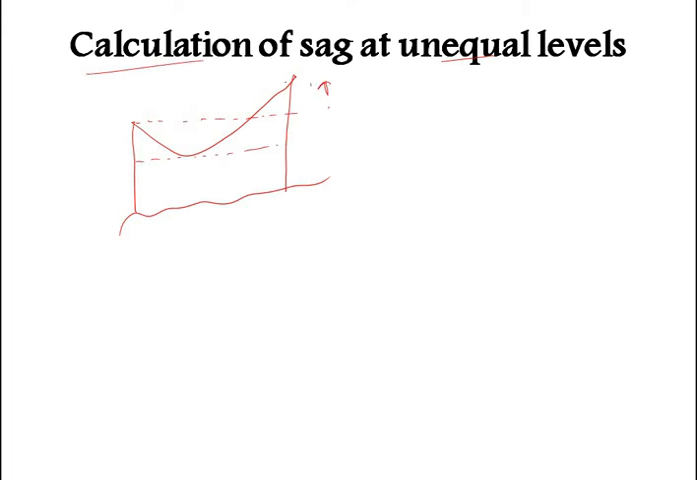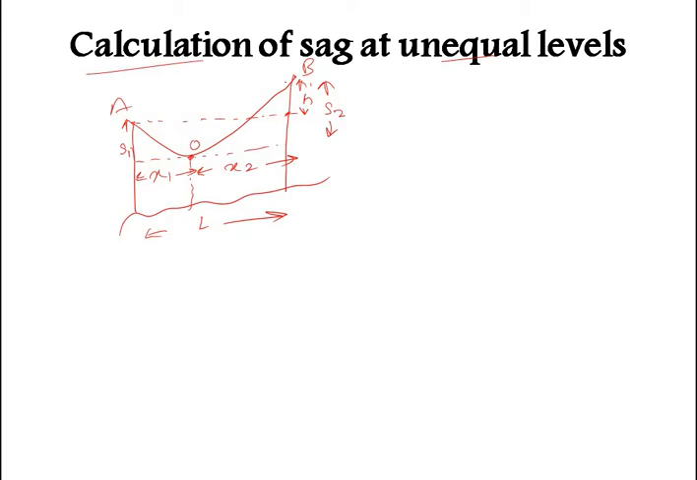So this will be S1 and this will be S2. This is tower A, tower B. This is the bottom level of the conductor. So x1 and x2. Suppose this is point O. The total distance between the towers is L. The difference between S1 and S2 will be this point, and we can say it is H.